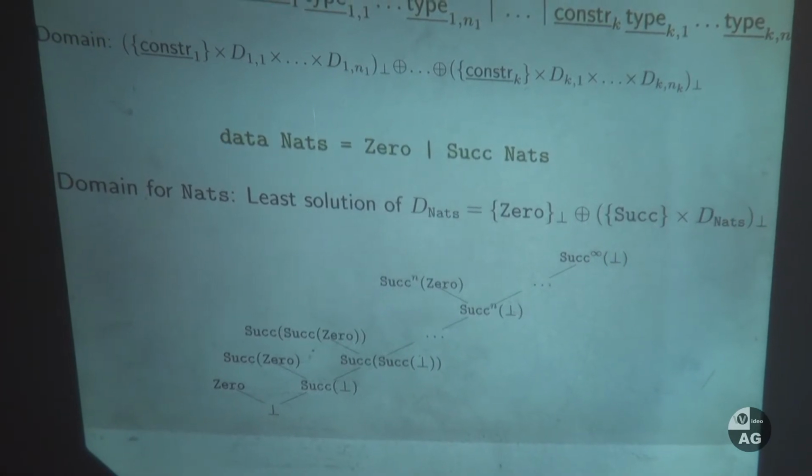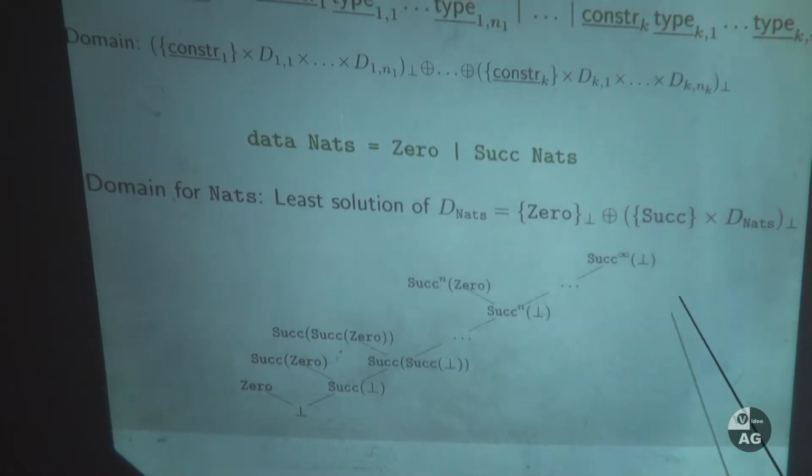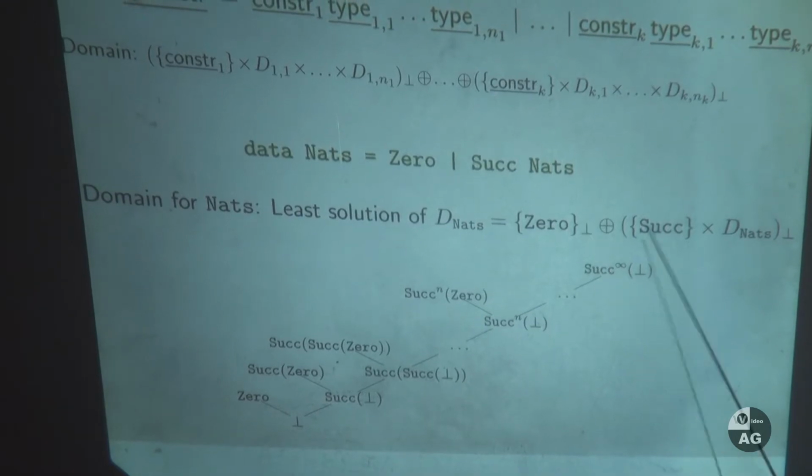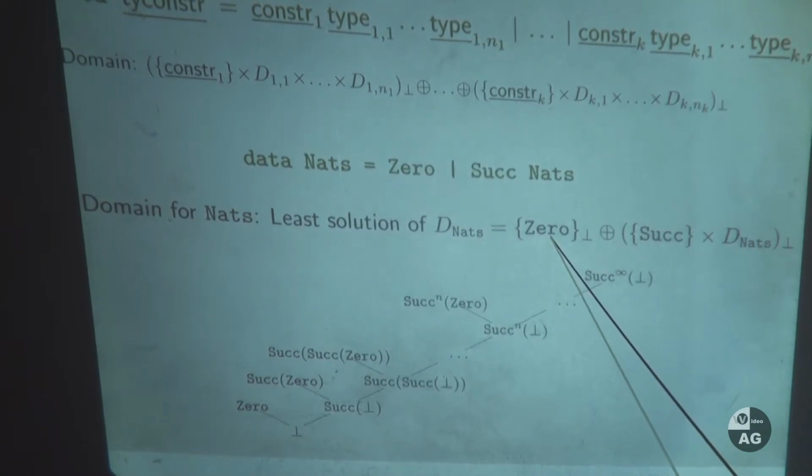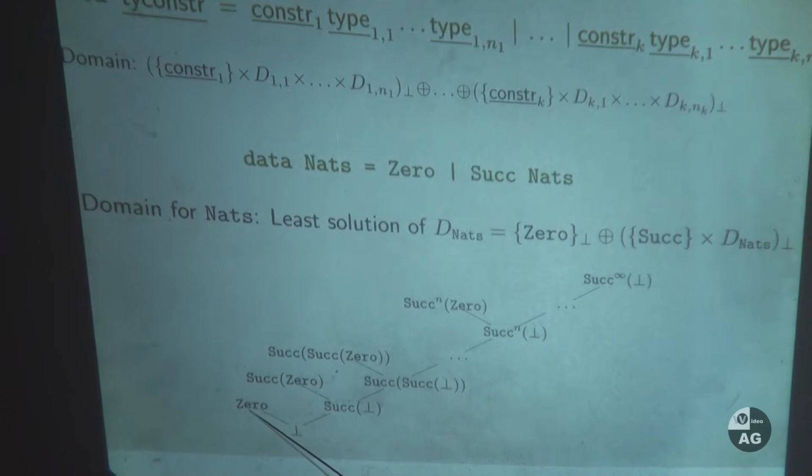So the smallest element of this is bottom. Here we have a bottom element, there we have a bottom element, and we unite them and identify the bottom element. So this is the smallest element of D nuts. Now, what are the next bigger elements? Well, here we have an element 0. So 0 is in D nuts, which we find here, and 0 is more defined than bottom.